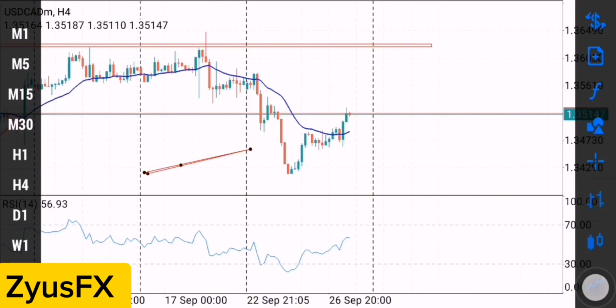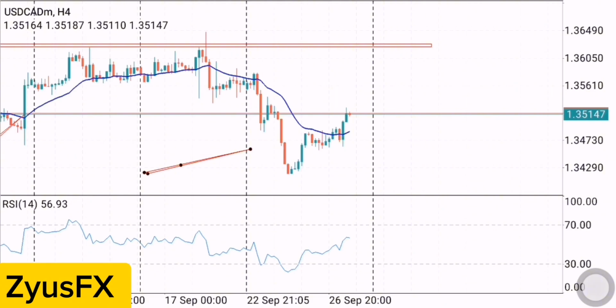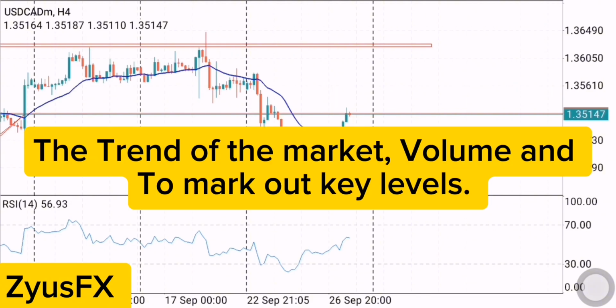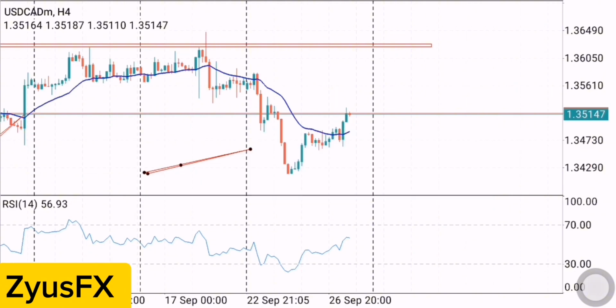The 4-hour time frame. We use the 4-hour time frame to determine the trend of the market for that day, or the volume, or to mark out our key levels. So we use the 4-hour time frame as an intraday trader to draw out our key levels, our support and resistance levels in the market, and also to determine the trend of the market for that day or that time period we want to take the trade.